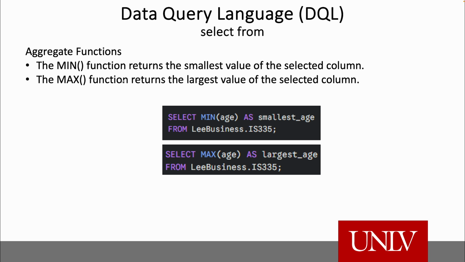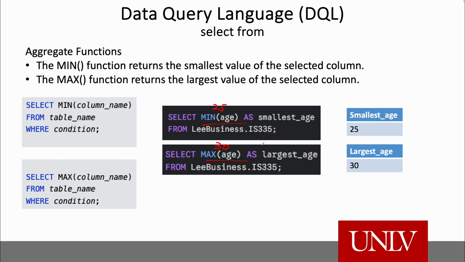The other popular aggregate functions include MIN and MAX. The MIN function returns the smallest value of the selected column, and the MAX function returns the largest value. So here we're looking at the min age and the max age. We know that the min age is 25 from the records we have in the database, and the max age is 30. So the result will be like this: the smallest age and then the largest age.